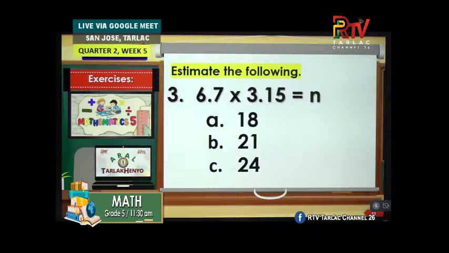And for the last number, 6.7 times 3.15 is A, 18, B, 21, C, 24. You have 10 seconds, dear learners.